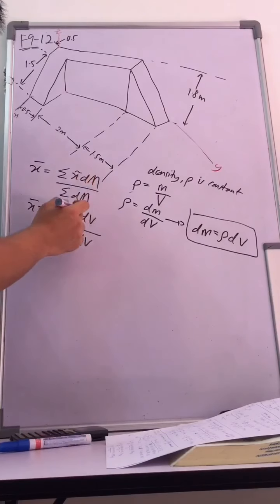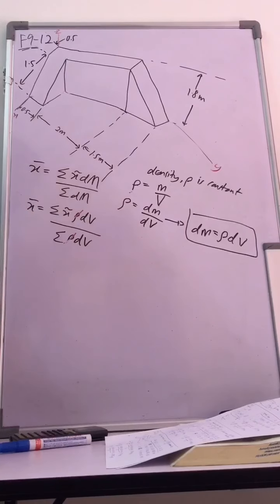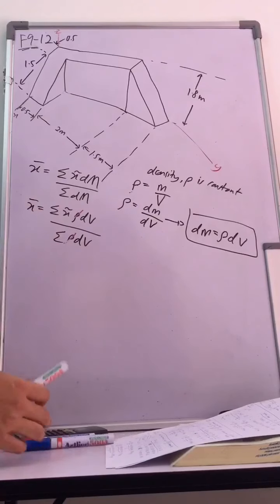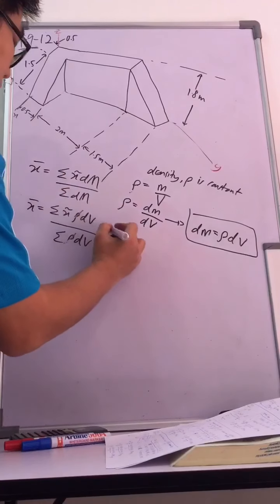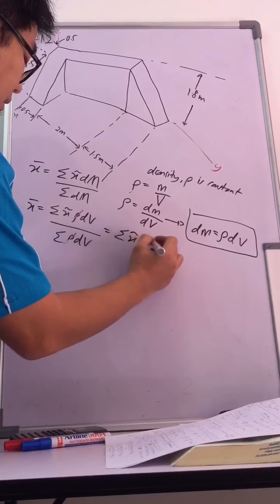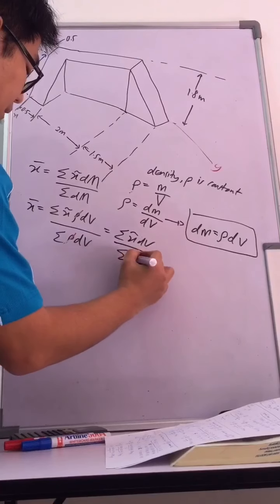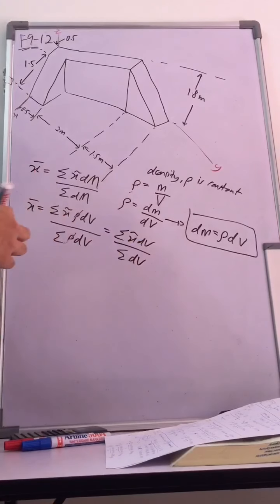And because rho is constant, you can cancel them out. Because it's constant, okay? Don't just simply cancel it. Only because it's constant can you do that. And then your x bar will be the summation of x tilde dv over the summation of dv, okay?